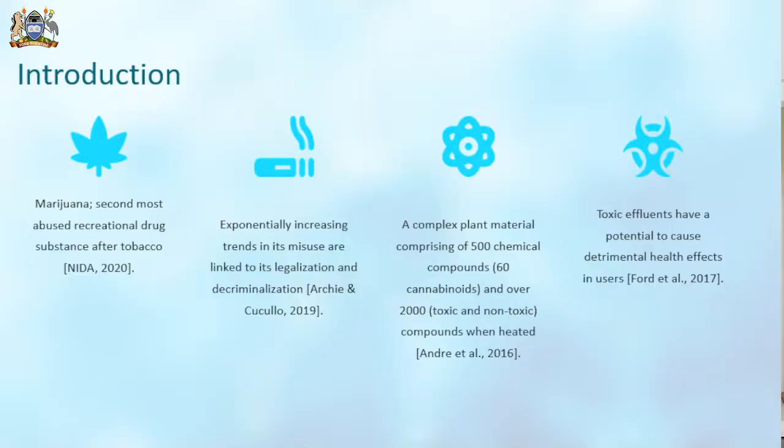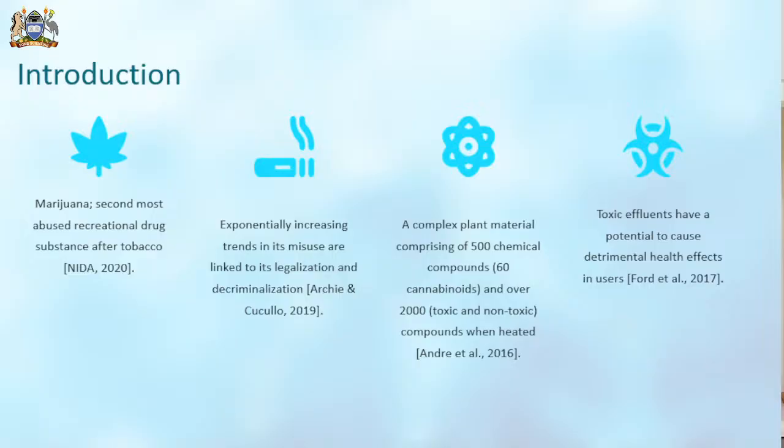Now, marijuana is the second most abused drug substance after tobacco, as reported by NIDA 2020. Most of us must have interacted with people who smoke marijuana. Of late, we have an exponential increase in the use of this drug because some countries, including Canada, have legalized it. But in Africa, in Kenya to be precise, we don't have legalization. So it's limited, but we find most people, including the students that we teach, sometimes smoke marijuana around.